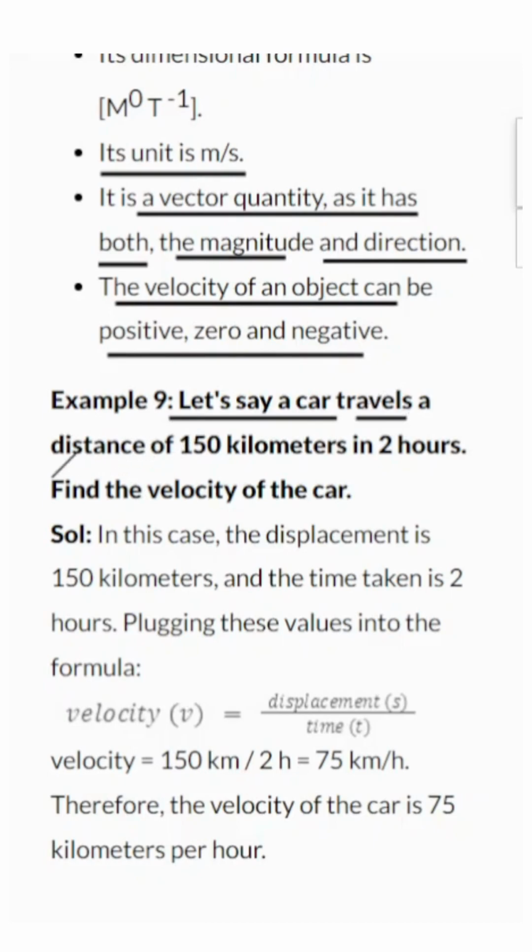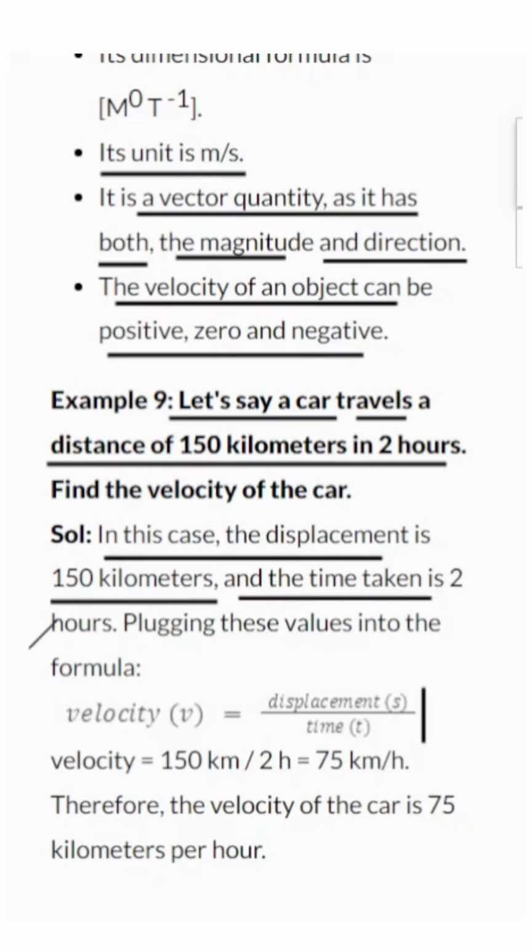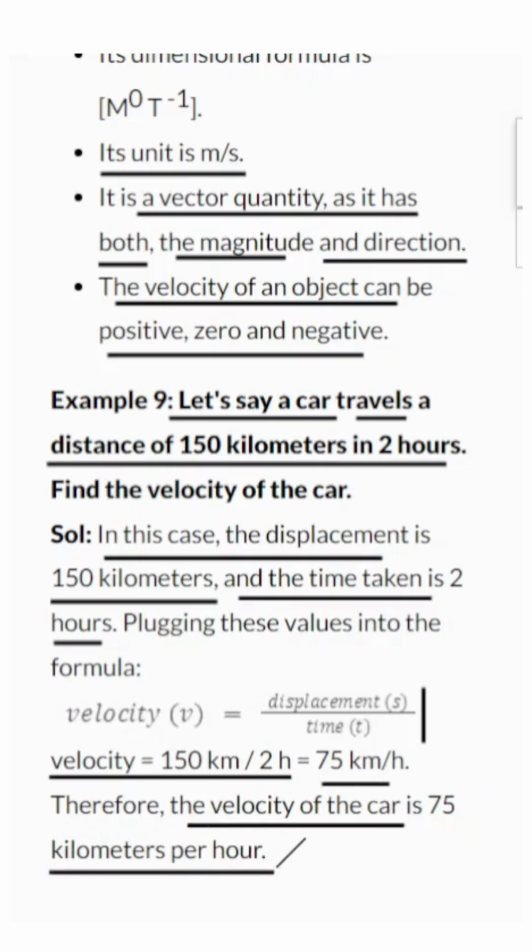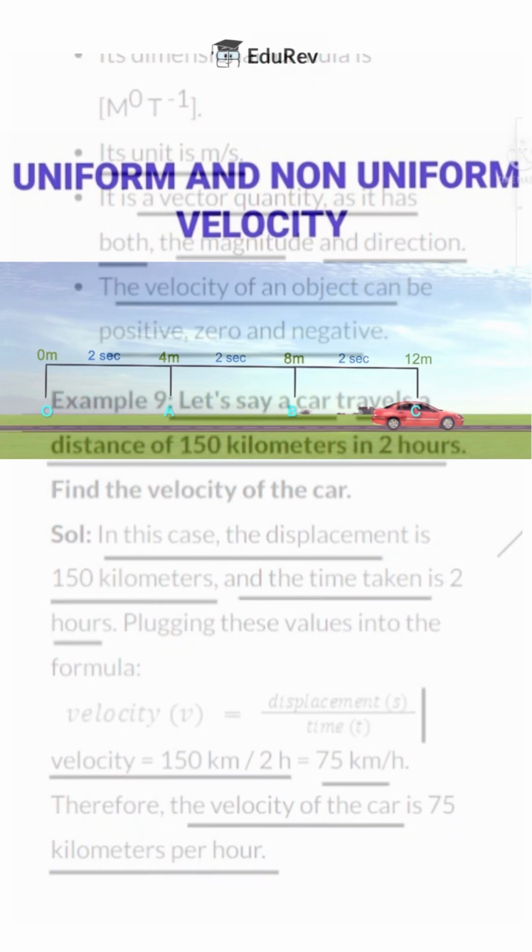Imagine a car, which is an everyday example. Let's say it travels a distance of 150 kilometers in 2 hours. To calculate its velocity, we use the formula, velocity is equal to displacement upon time. In this case, the displacement is 150 kilometers, and the time taken is 2 hours. So, velocity is equal to 150 kilometers by 2 hours is equal to 75 kilometers per hour. The car's velocity is 75 kilometers per hour.